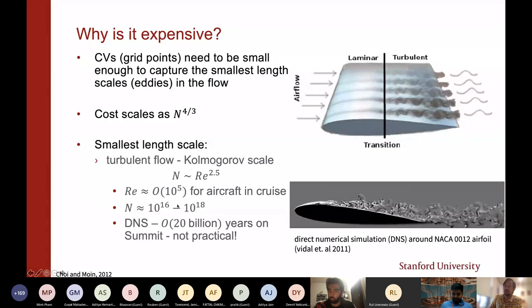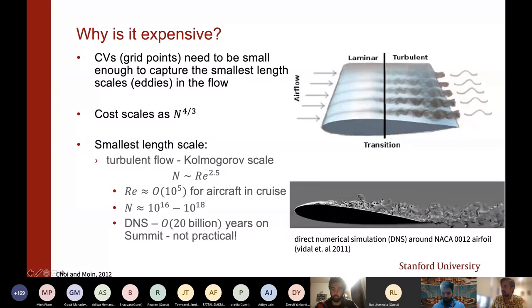Typical values for an aircraft, this is for a Boeing 777, the Reynolds number is on the order of 10 power 5. And people have estimated that the number of grid points is 10 power 16 to 10 power 18 for the full simulation. This approach of resolving everything and capturing the small scales, we call direct numerical simulation, or DNS. And if you want to use the Summit supercomputer that we just saw in the previous slide, one of the top supercomputers in the world, it requires 20 billion years to simulate a whole aircraft, which is not practical, of course.